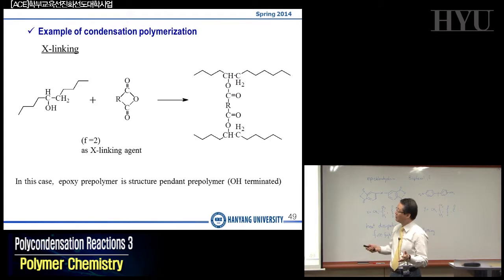Okay? For example, if you have an anhydride, such as maleic anhydride or acetic anhydride, and you have many hydroxyl groups in those linear chains, these linear chains will be connected to each other by using two functional or bifunctional monomers, the cross-linking agents. So you have many networks, okay, in a three-dimensional way, so that it becomes a cross-linked polymer.